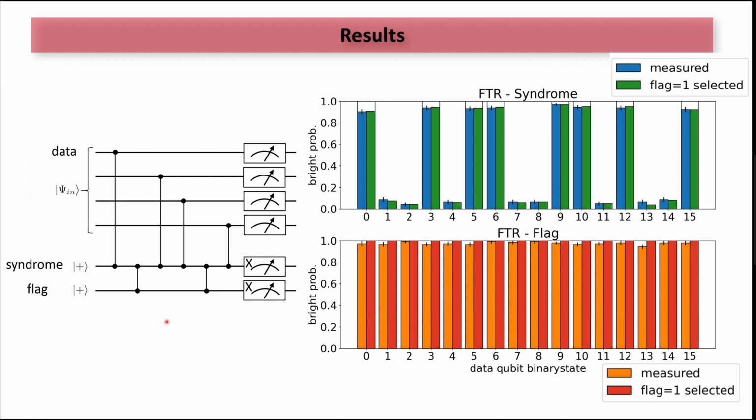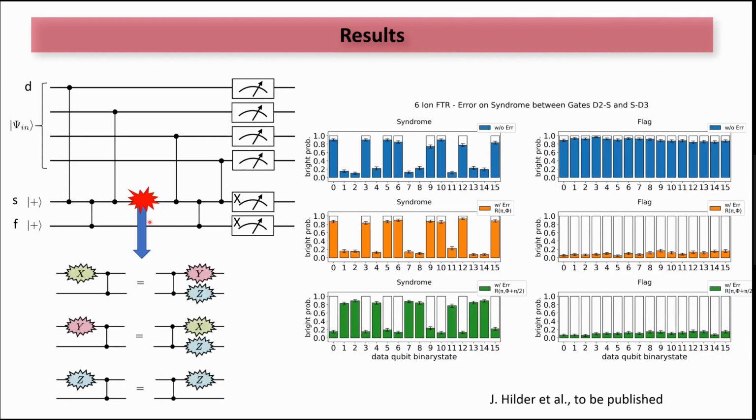And to make this more clear, we can go one step further and deliberately introduce an error on the syndrome qubit at this position here. So here are again these error propagation rules through the phase gates. Depending on whether we have an X or Y error on the syndrome, this will result in a Z error on the flag, which is subsequently detected, but in a different type of error on the initial syndrome qubit. And that's what we did here.